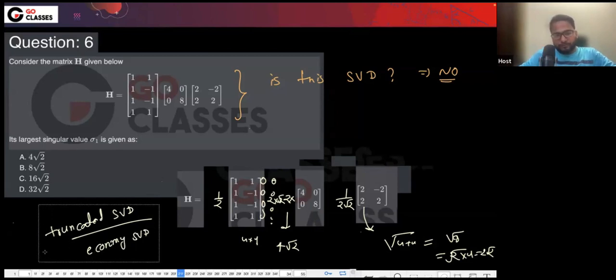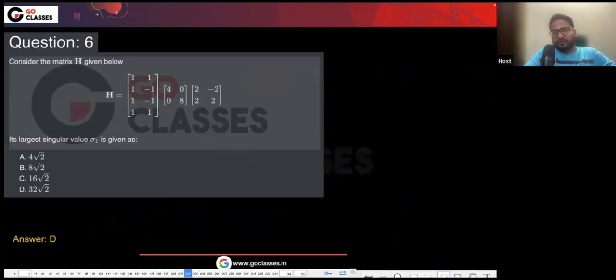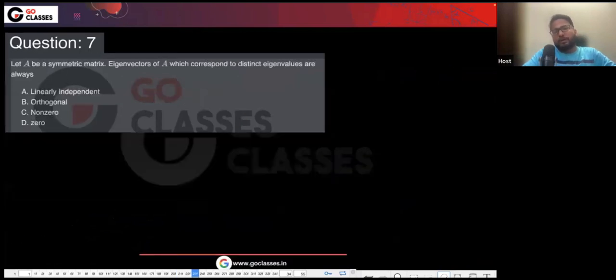Okay. So let's not worry about this question. I will rephrase it once more. Now let's see what this question is saying. Let A be a symmetric matrix. Eigenvectors of A which correspond to distinct eigenvalues are always linearly independent, right? And if they correspond to distinct eigenvalues, then they're orthogonal also, right? Do you remember this? If they correspond to the same eigenvalue, then they need not be orthogonal.